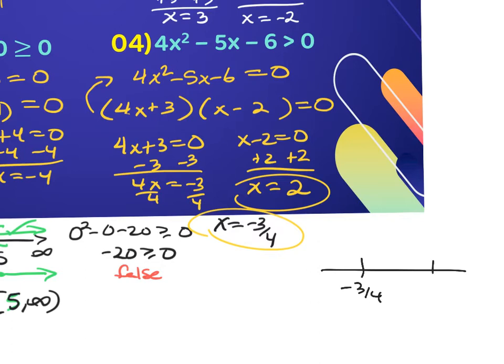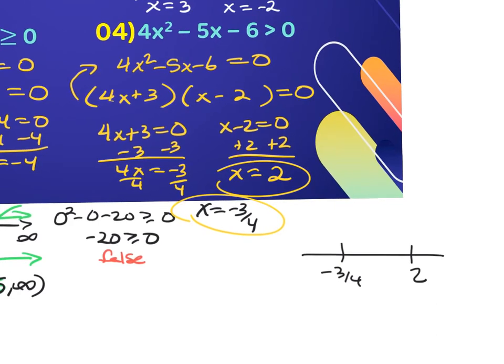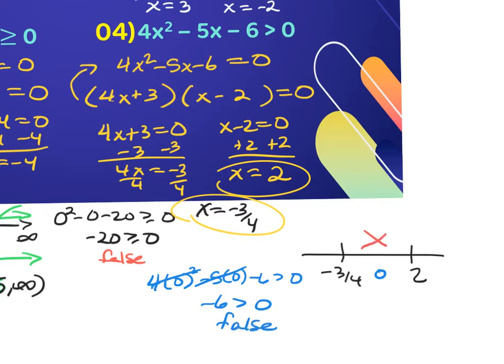Again, put them least to greatest. Again, I got a negative and a positive answer here, so I can choose 0. So 0 will be located here. Again, plug it into the original. So 4 times 0 squared minus 5 times 0 minus 6 greater than 0. Negative 6 greater than 0, because all these disappeared. This is false. So this gets the X, and the two sides get the checks.